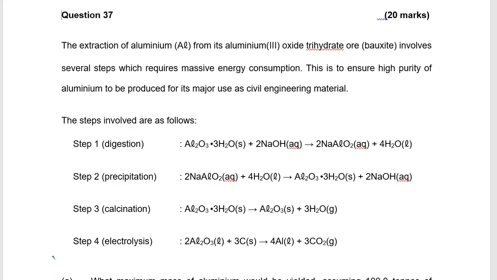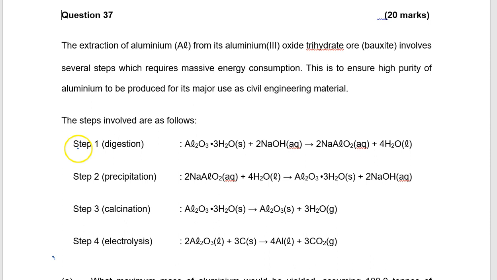Okay guys, now let's look at question 37. Question 37 is about extracting aluminium from aluminium oxide trihydrate ore. This whole process involves multiple steps, so it is basically a multiple step process, and you have specific ways to solve stoichiometric questions that involve multiple steps. So let's look at the steps one by one.